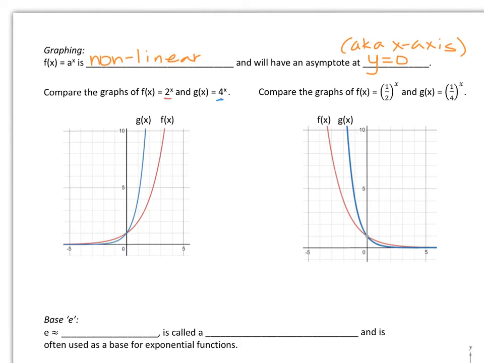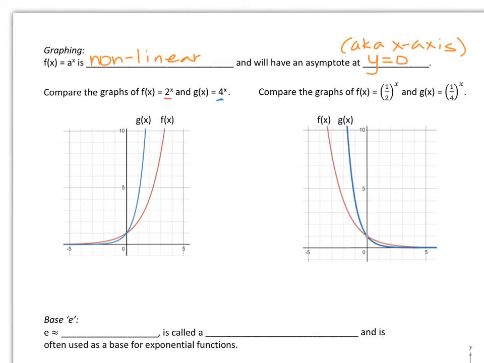You'll notice f of x is 2 to the x power and g of x is 4 to the x power. They both start small on the left-hand side when x is small. But as x increases, notice they both increase extremely quickly. Notice for each of them, we have a base of 2 and a base of 4. The graph that gets bigger faster is the one that has the bigger base. So g of x gets bigger faster than f of x does.